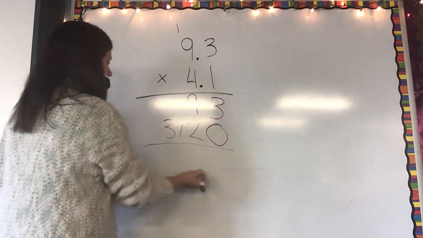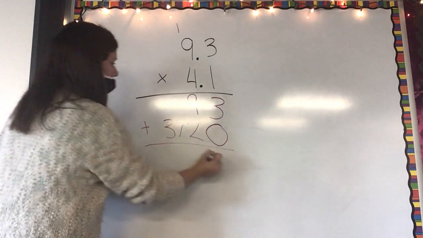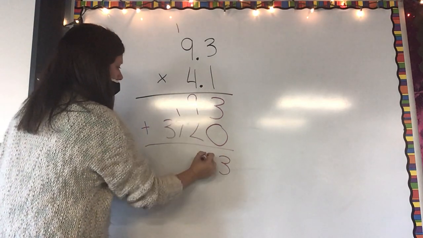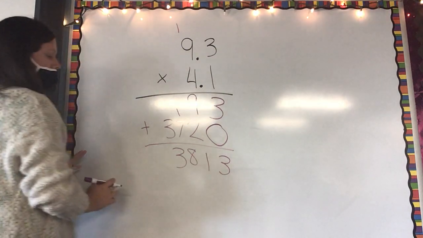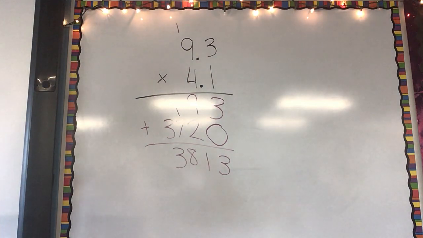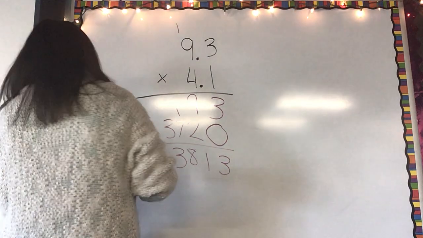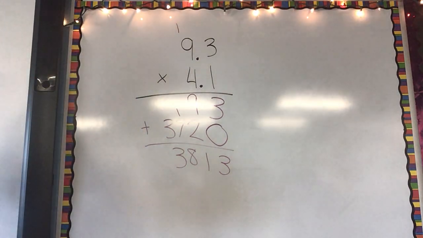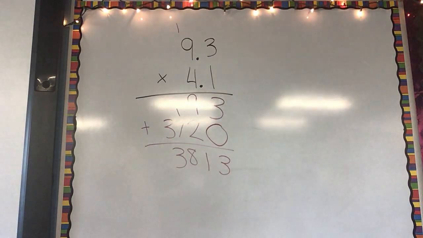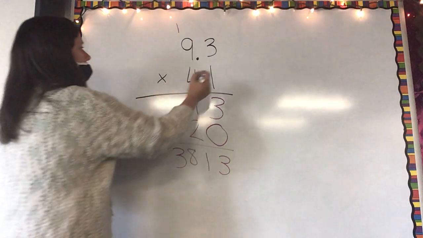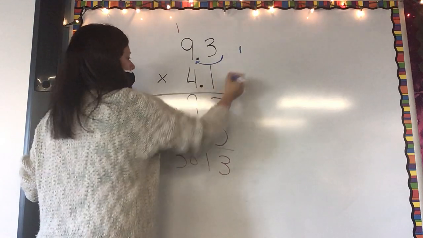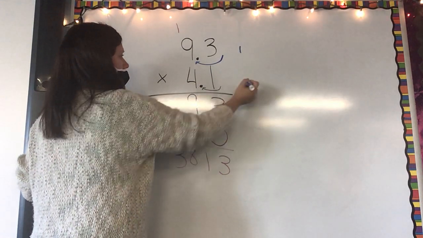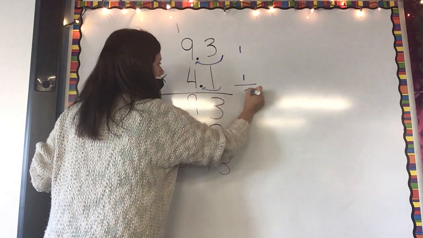What do I do with my 2 products I got here? Add. Am I done? No. Should I put a decimal yet? No, because what does step 3 tell me to do, Brooklyn? Starting from the right side of the factor, count how many decimal places you have in both factors. All right, so let's count how many we have. Starting at the right, 1 here, 1 here, for a total of 2.